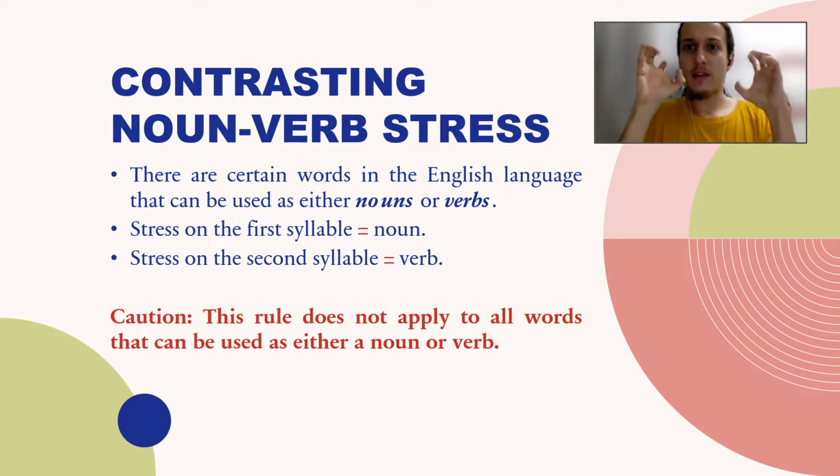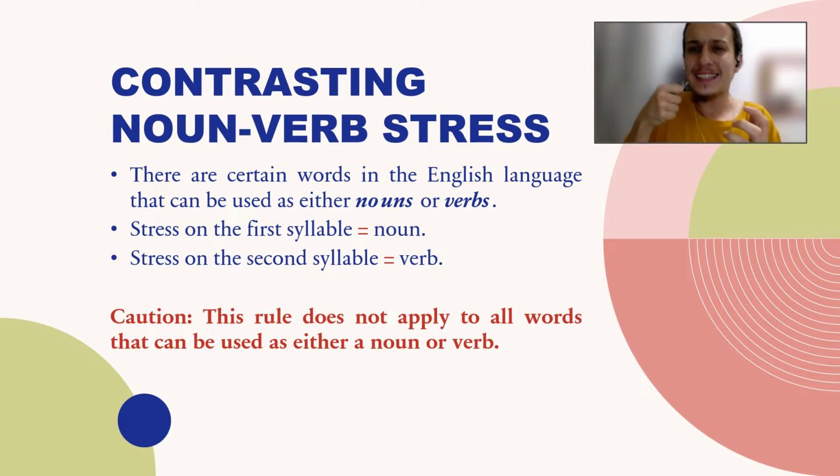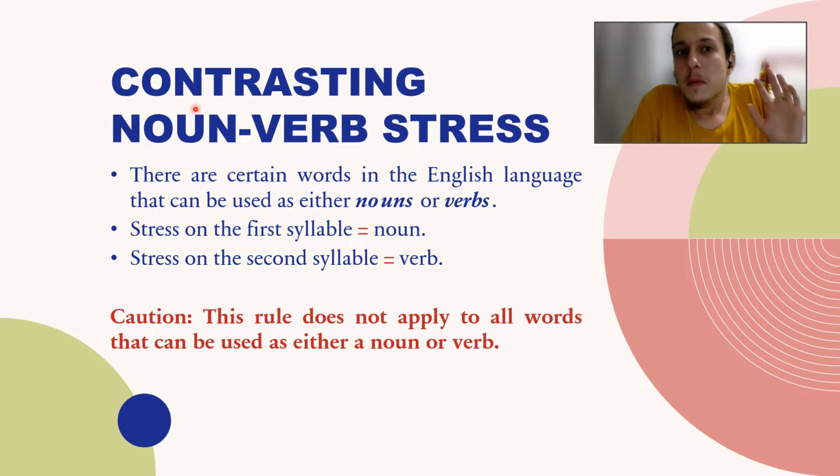We're going to compare nouns and verbs depending on the stress. What is the stress? Is that accent? Is that intonation? Like a heavier intonation in one part of the sentence. So, what is the contrast? Why are we studying this? Because there are certain words in the English language that can be used either as nouns or as verbs. Exactly the same word.